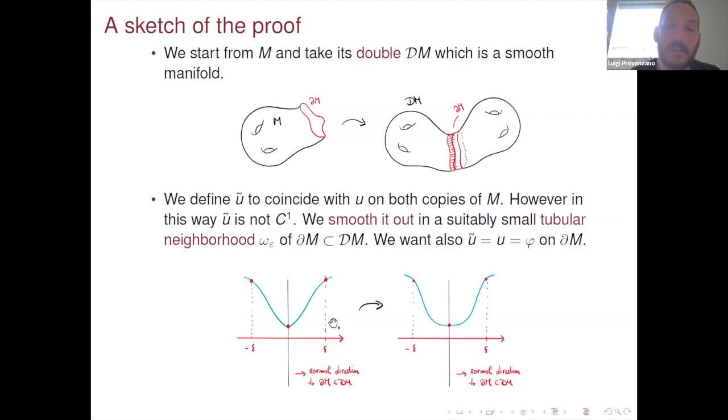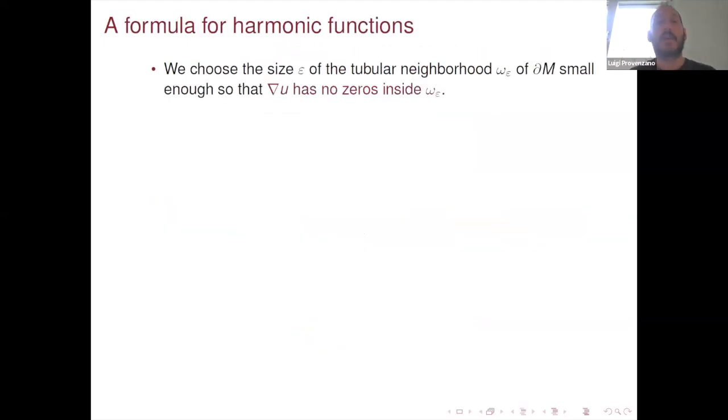So this, again, is a picture that represents what we are doing with this smoothing. We're smoothing this function. So we have produced a new function, U tilde, starting from U, which has the same values of U, that is phi, on the gluing. And now we want to look at the critical points of these functions. Of course, the first thing to control is that we have to take this tubular neighborhood where we perturb our function U such that the gradient of U has no zeros.